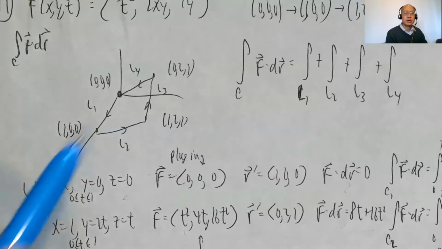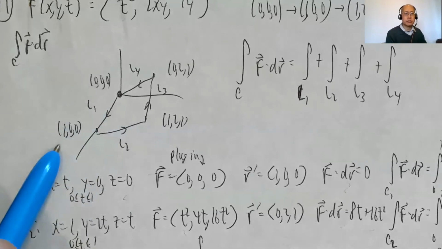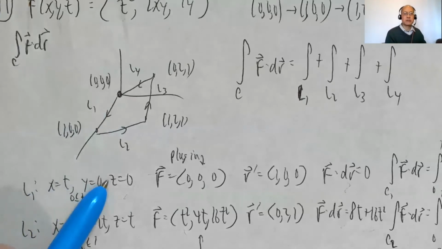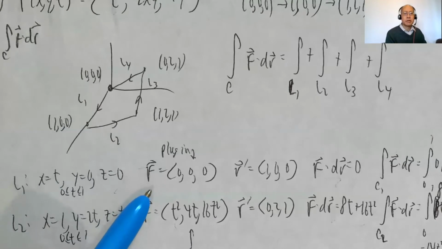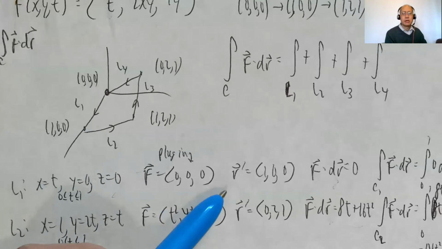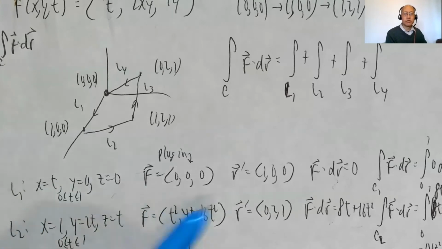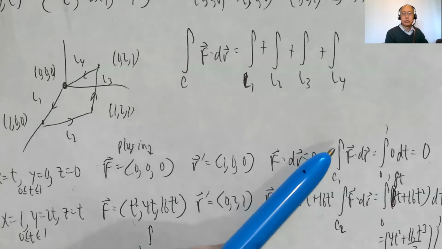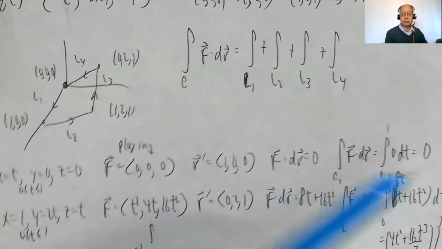Okay, L1, going from (0, 0, 0) to (1, 0, 0) in a straight line. So x is t, y is 0, z is 0. So plugging in, F is 0, 0, 0. R prime is 1, 0, 0. F dot dr is 0. So that means when you integrate, you're integrating 0, so you end up with 0.